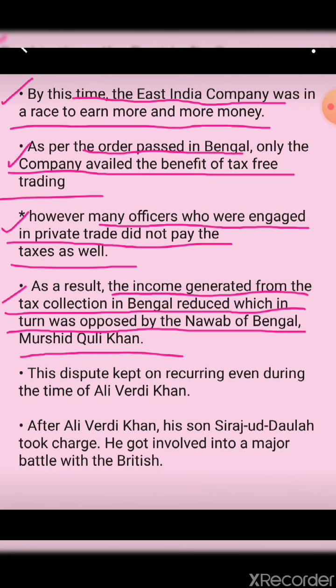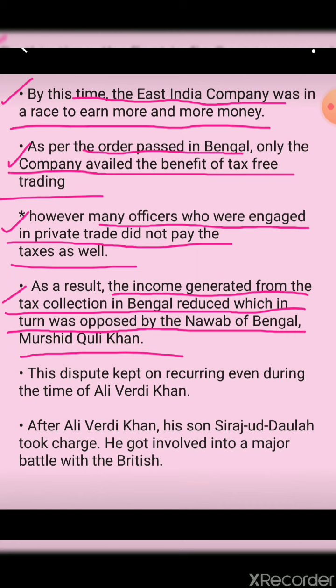Okay, now what they're saying over here, right? The company was said to have tax-free trading. But even the officers who were in the private trade need to pay the tax, but they were not paying the tax. And by seeing that, what result was being seen? Obviously, tax is an income for the government, and the income the government generates from tax they use for the development of the country, or for the state.